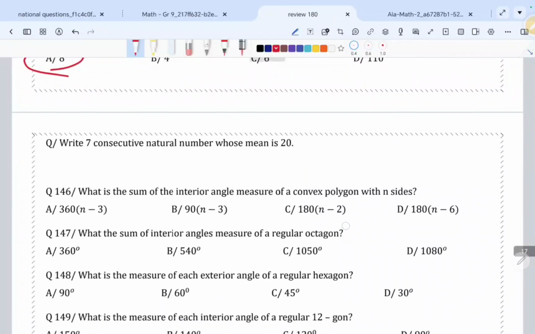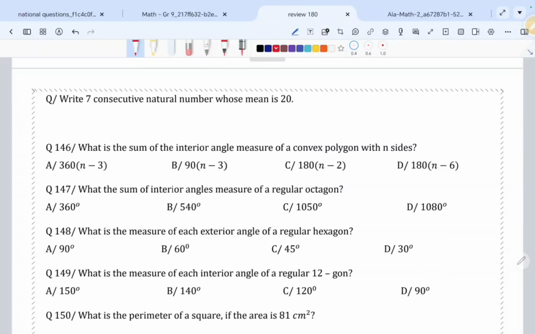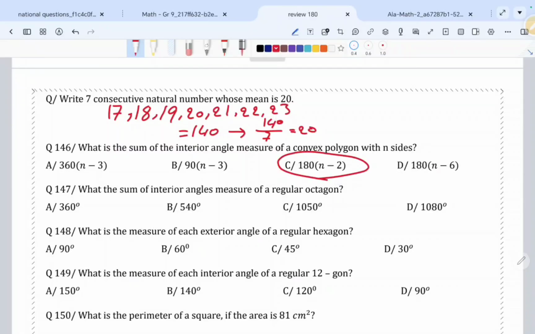Now write the consecutive natural numbers whose mean is equal to 20. I'm going to choose 17, 18, 19, 20, 21, 22, and 23. When you add them, it is equal to 140. How many numbers do you have? You have 7. So 140 divided by 7 is equal to 20. Okay. What's the sum of interior angle measures of a convex polygon with n sides? This is the rule, 180 times (n minus 2).